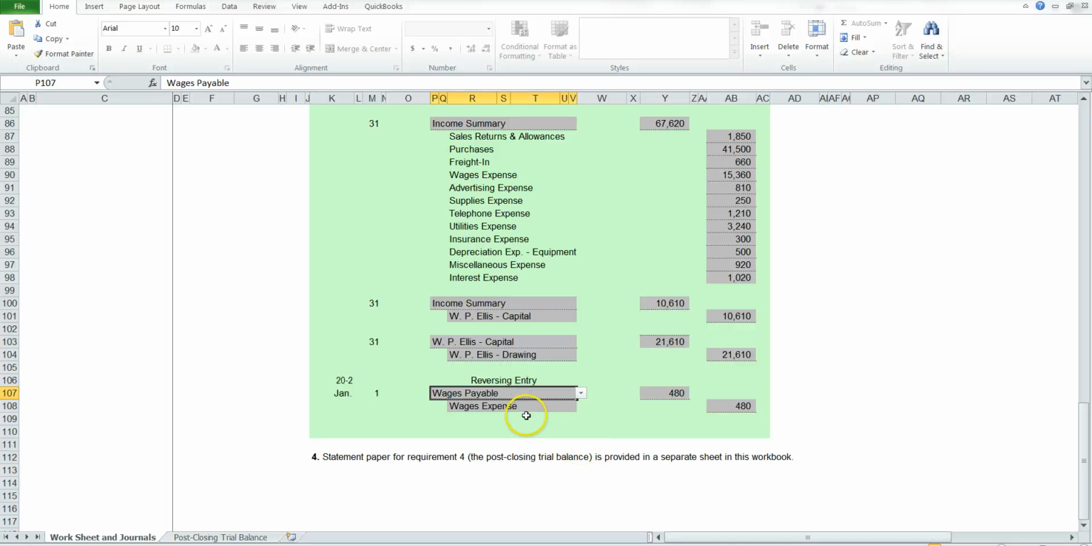We also need to do a reversing entry because now we've paid the wages and it's no longer a payable, and it is an expense. So $480, we're going to be reversing it out of these accounts.